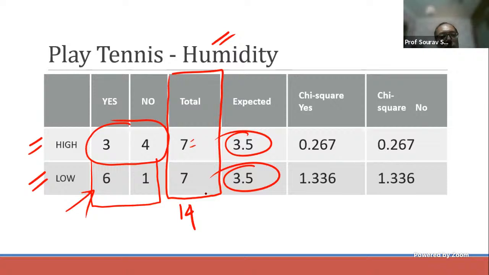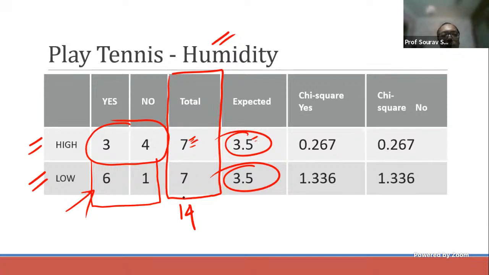Now, you might question, Professor, how can I have 3.5 decisions? I'm with you. This doesn't make any sense actually in the real context, but mathematically it makes complete sense. Mathematically, we can have fractional decisions. So this is my total case, and this is my expected value.